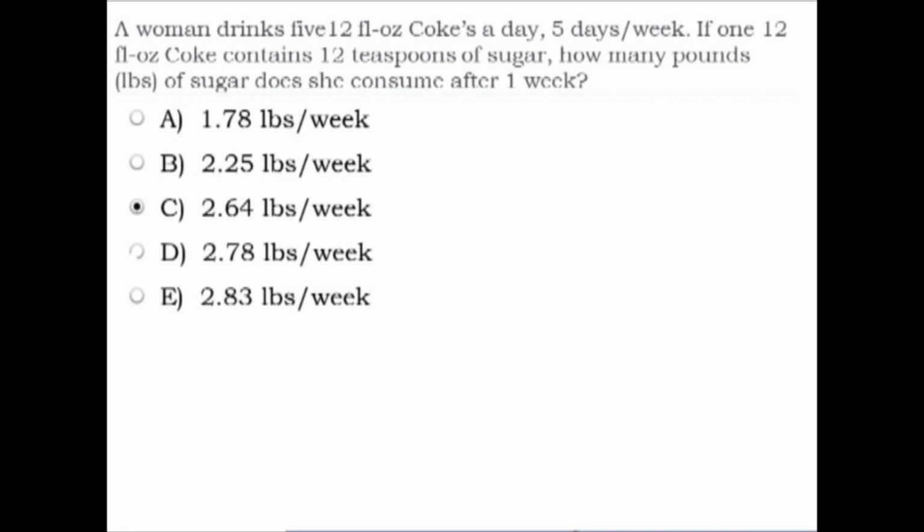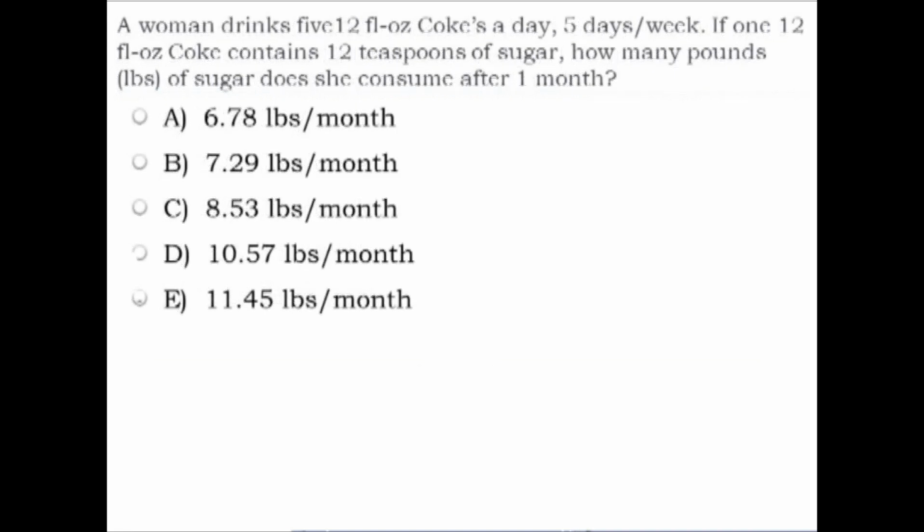Well, a 12 fluid ounce Coke has 12 teaspoons. So let's see how many grams there is in one 12 fluid ounce Coke. So 4 grams per teaspoon. So there's 48 grams of sugar in one 12 fluid ounce Coke. The person drinks 5 of these a day. So times 5. So in a full day consumption, this person drinks 240 grams of sugar. She does this 5 days a week. So we multiply that amount times 5 and we get 1200 grams. Since 1 pound equals 454 grams, we divide the 1200 by 454 and we get 2.64 pounds.